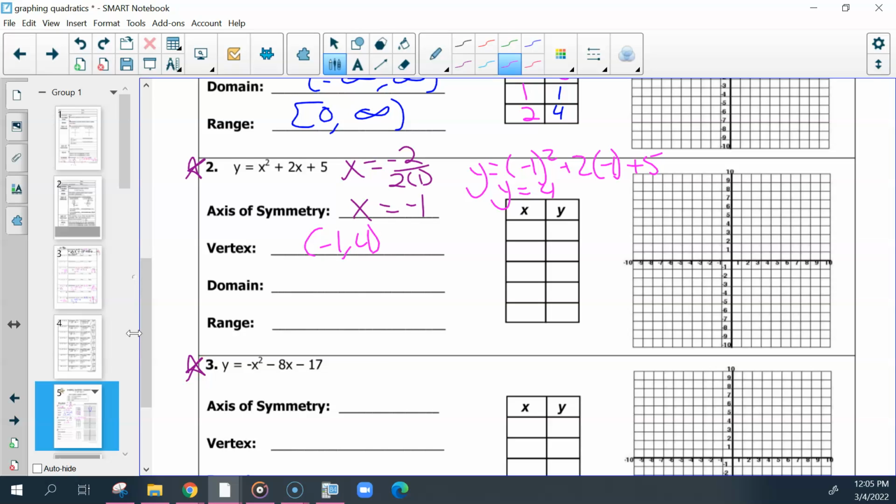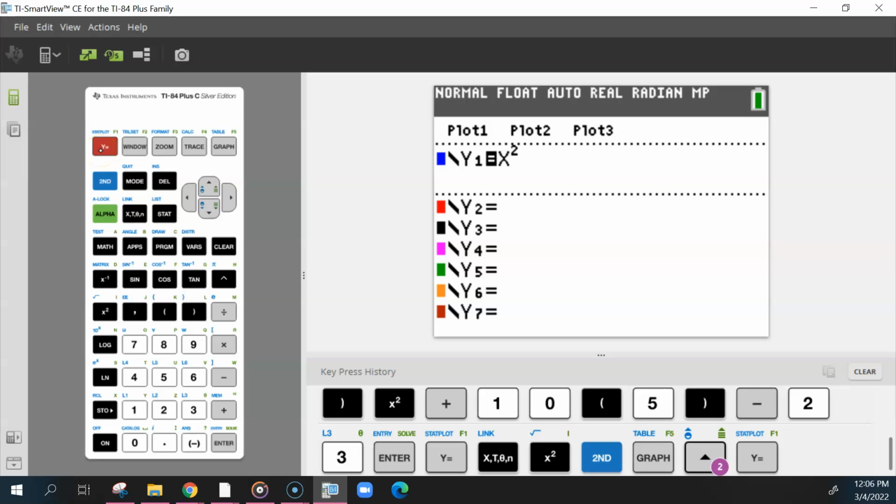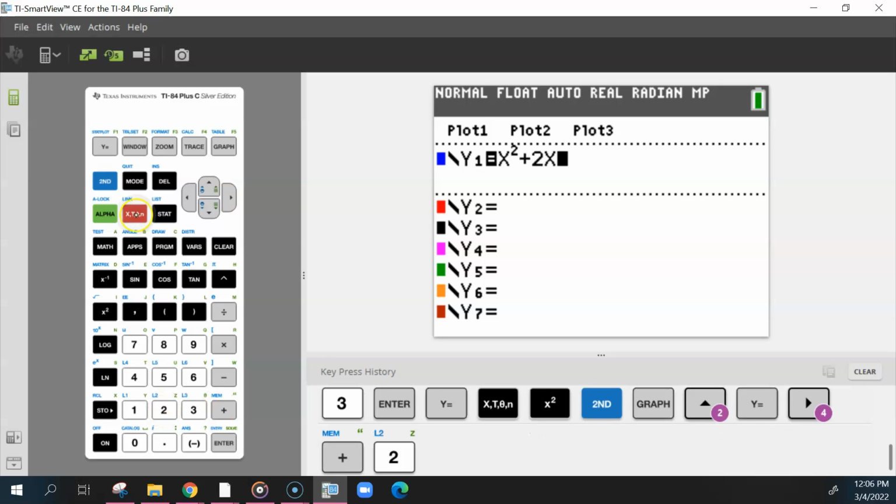So put -1, 4 in the middle of your table. Fill in your x's going forward and backwards. So backwards would be -2, -3. Forwards would be 0, 1. And then we're going to put this equation into our calculator. Go back to y equals, clear this out, or you can just add to it at the end. Plus 2x plus 5. I think that's what it was. Yes.